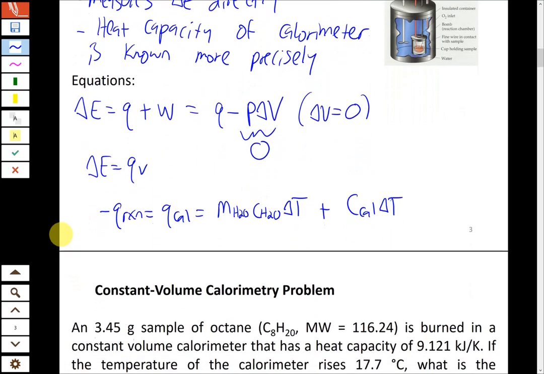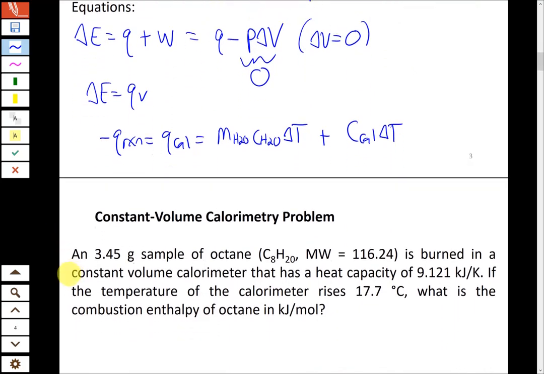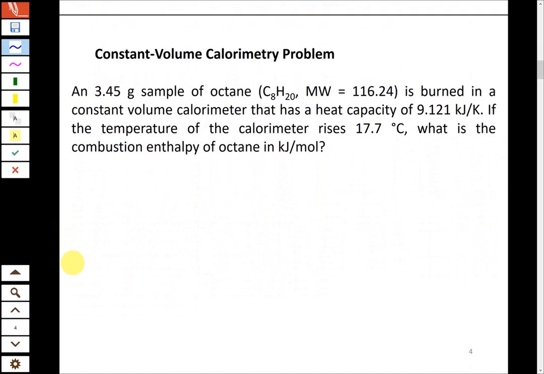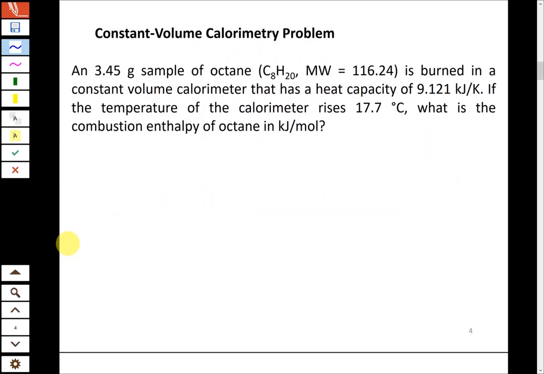So let's give an example then of how we would use this, and like I said, it's not really going to be any different than what we did last time. So if we have a 3.5 gram sample of octane, so octane is one of the major components of gasoline, it has a formula of C8H20, and we burn it in a constant volume calorimeter. Sorry, I think that's the wrong formula. It should be C8H18. Gosh. What do I know? Nobody called me out on that before.